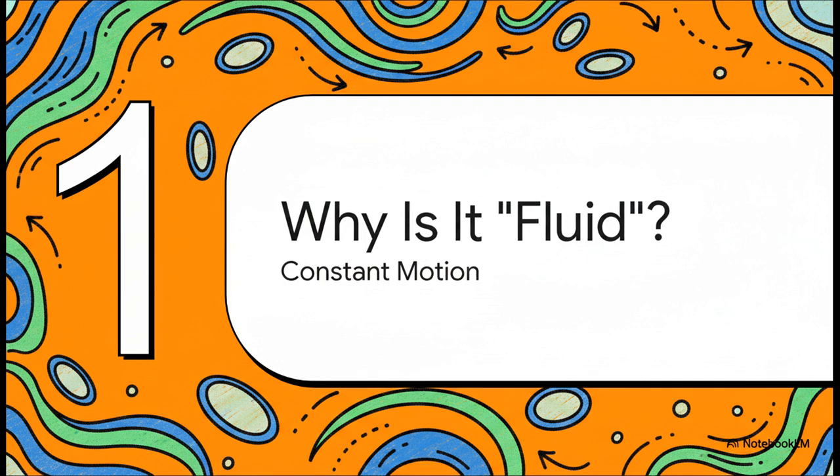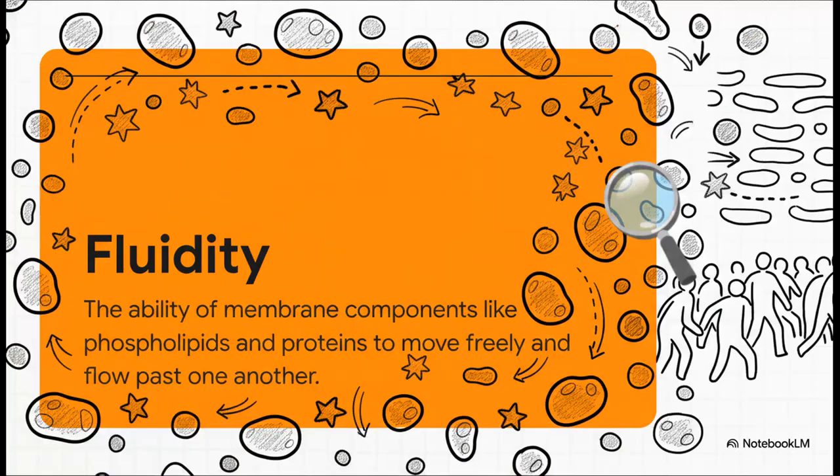We're going to start with that first word, fluid, because it tells you something absolutely fundamental about how this whole thing works. So what does fluidity even mean here? Well, it's pretty simple, actually. It just means that all the little bits and pieces making up the membrane, the phospholipids, the proteins, all of it, they aren't locked in place. They're constantly shifting around, flowing past each other, almost like people mingling in a crowded room.